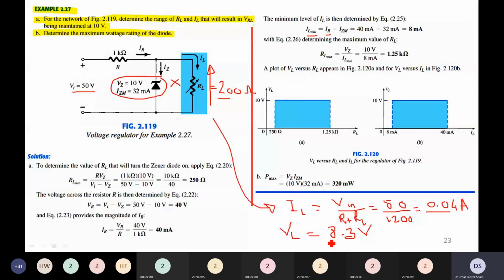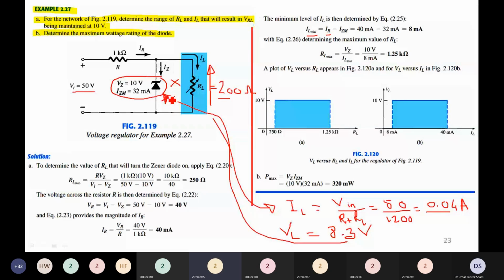Now, when we use a resistance of value less than RL minimum, then the voltage appearing across RL will be less than the Zener voltage. As shown in this example, we get 8.3 volt, and this 8.3 volt is not enough to break down the Zener diode. The Zener diode will remain open circuit. It will not be operating. So we have to take care while deciding RL so that we use a value greater than the RL minimum.